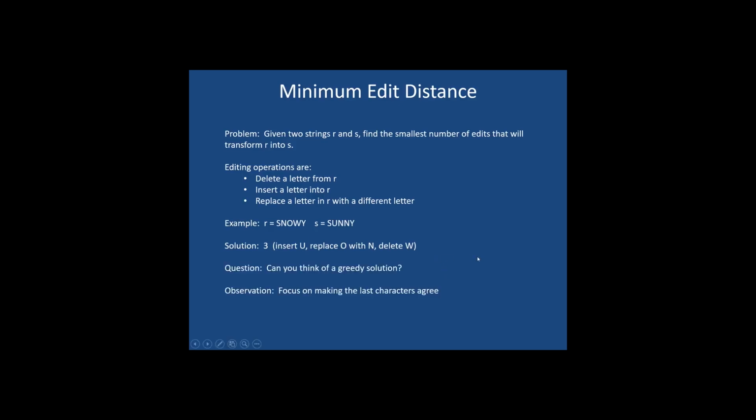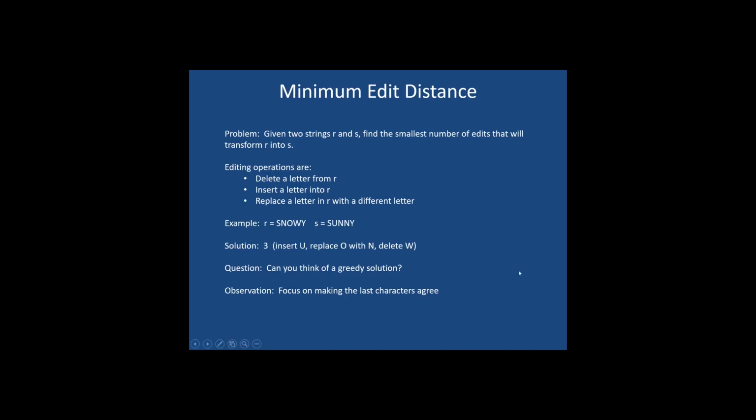You can always ask, can you think of a greedy solution? Sometimes these problems are known to be difficult, NP-hard, which we'll define in a few weeks, and it's extremely unlikely there's a greedy solution. Other times, maybe there is a greedy solution, but it's no more efficient than dynamic programming. In this case, I don't know of a greedy solution that works any better than dynamic programming. And this is the approach we're going to take.